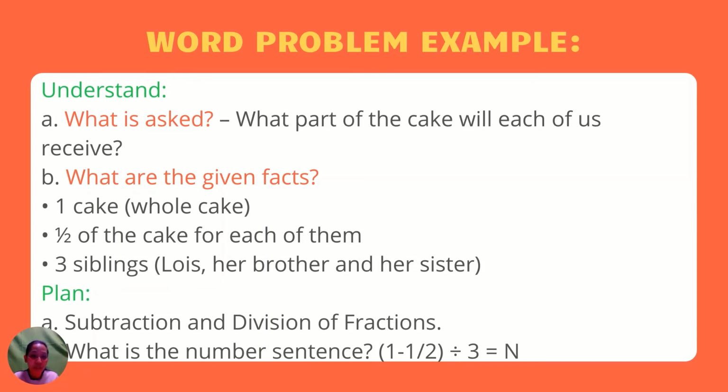Letter B, what are the given facts? Siyempre yung 1 cake or the whole cake. Next is 1/2 of the cake for each of them. And the 3 siblings. Tatlo kasi sila Lois. So, si Lois, yung brother niya, and ang sister niya. So, the plan is subtraction and division of fractions. Okay, what is the number sentence? 1 minus 1/2 divided by 3 is equals to n.